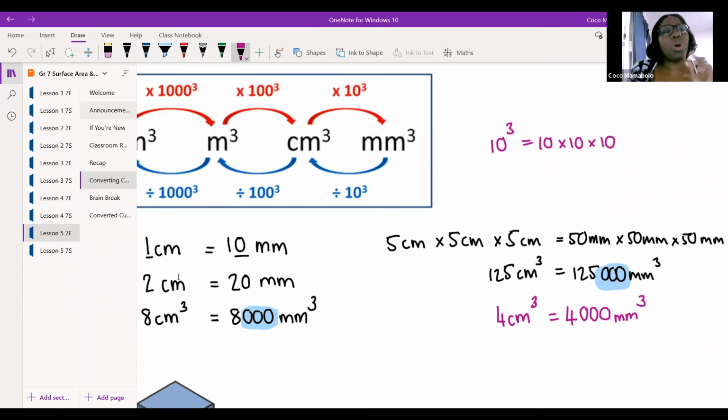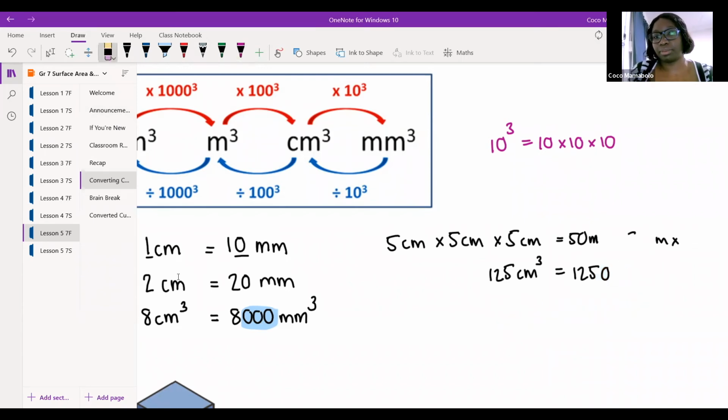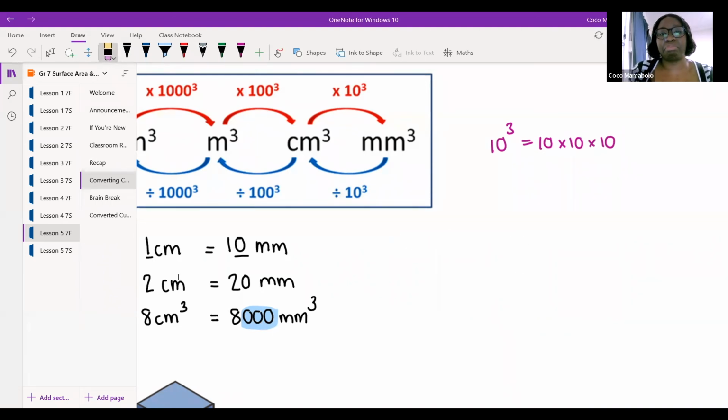But I'm going to show you guys one more example and watch what's going to happen in this example, guys. Now I'm going to get 2 meters times 2 meters times 2 meters. Now, how many centimeters are there in 1 meter, guys? 100.